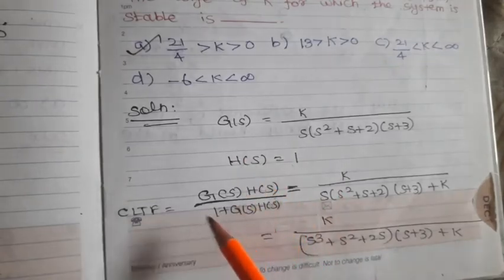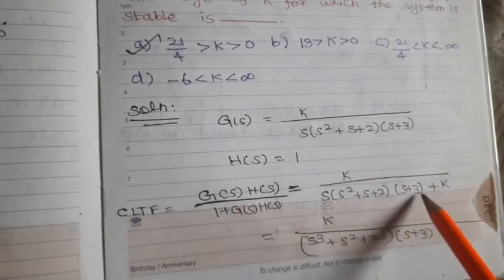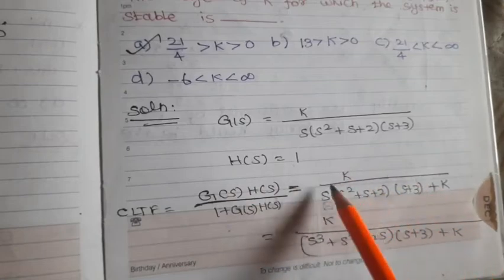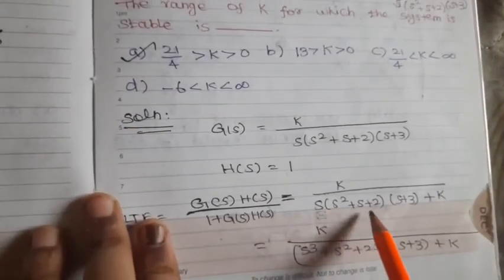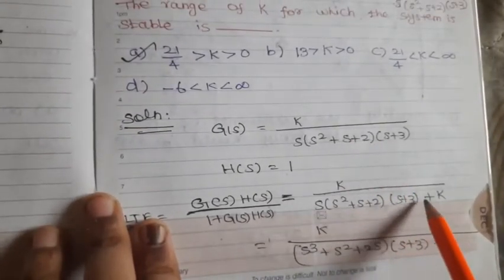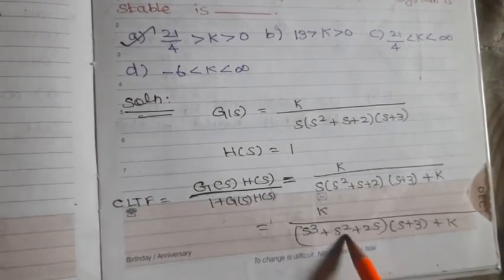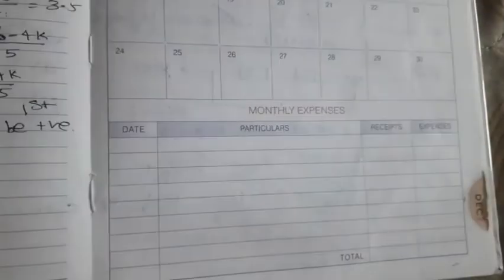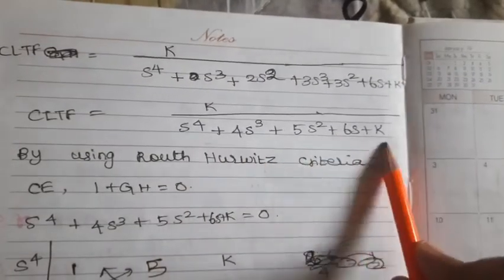As I told earlier, whenever it is unity feedback, you just add the numerator term into the denominator. So K divided by s, which is the given transfer function in the problem, into (s square plus s plus 2) into (s plus 3) plus K. Just multiply inside, then again multiply inside and simplify. So this is the final closed loop transfer function.